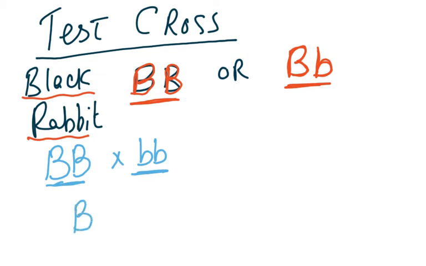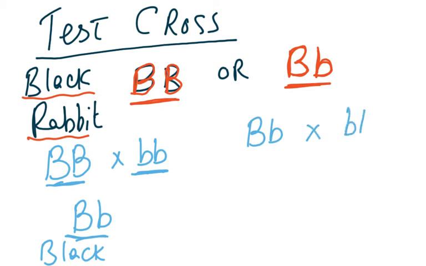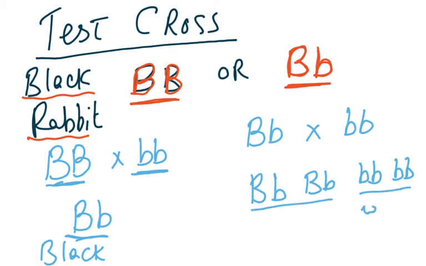And if this is big B, big B, then all the kids are going to be heterozygous, so they're all going to be black. So this is going to tell us the genotype of the black rabbit. But if it was heterozygous, and we cross it with a known recessive, then some of the offspring will be black and some of the offspring will be white. So if there is even one white offspring, we know that this is a heterozygous black rabbit.